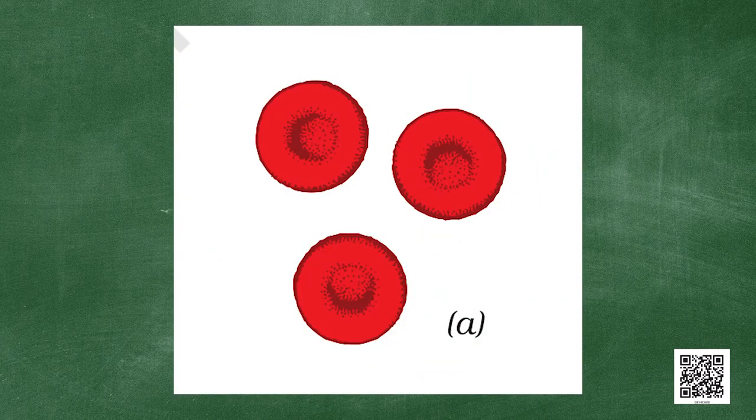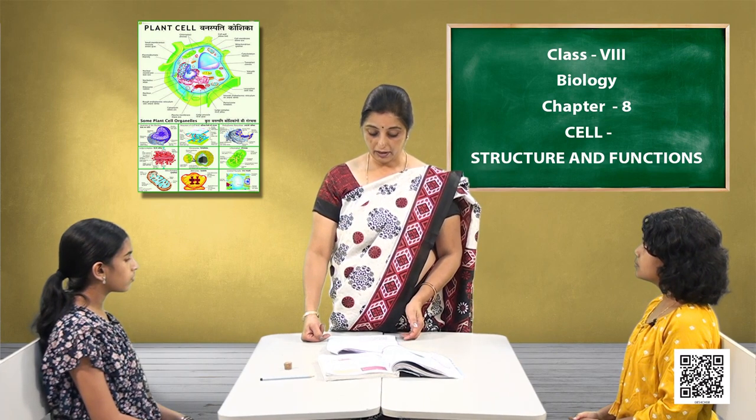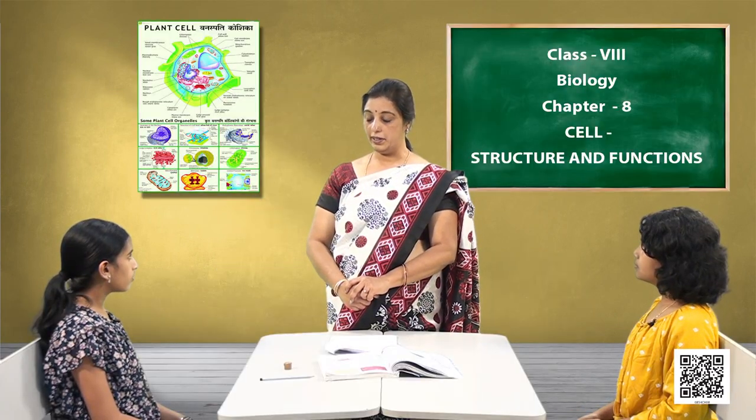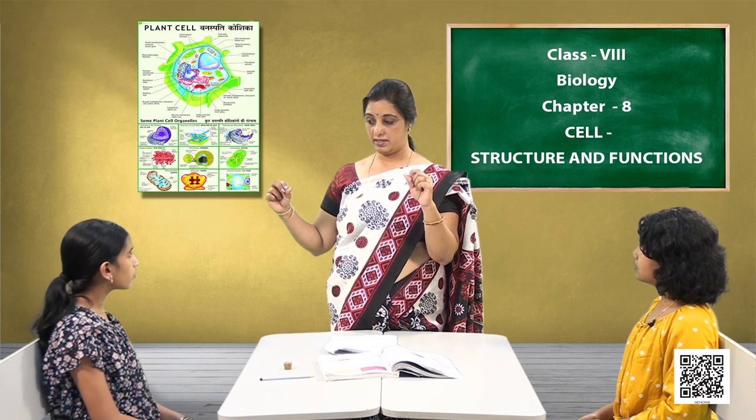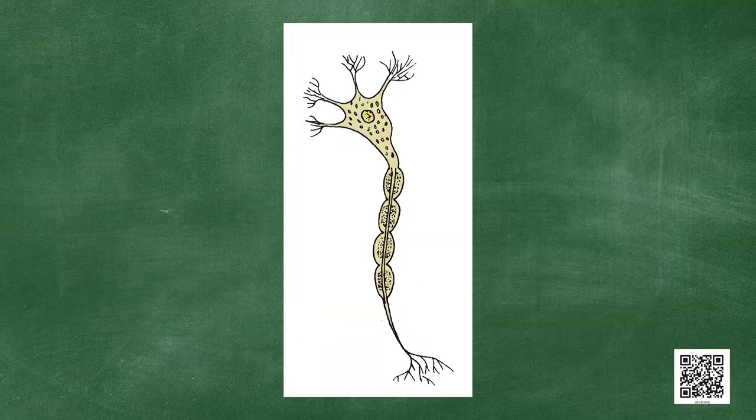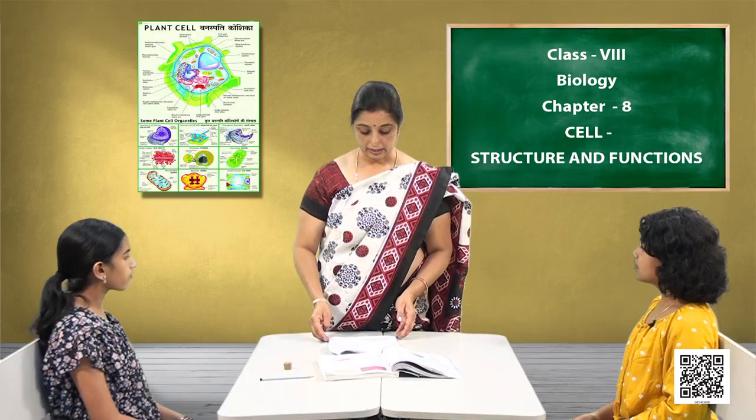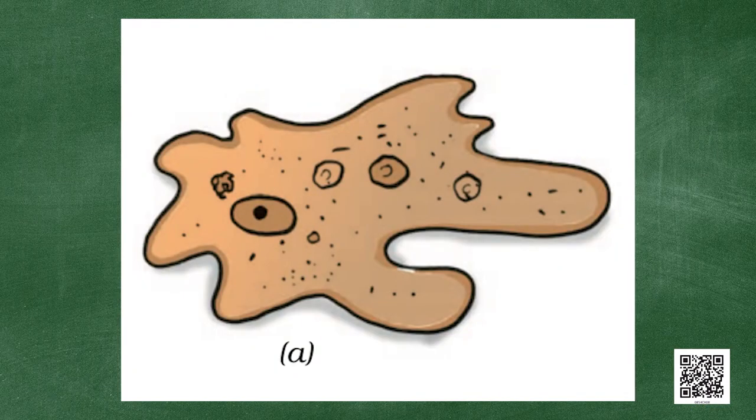Now children, look at these pictures. They are different types of cells found in the human body. Now tell me, what is the shape of this red blood cell? Ma'am, it is an oval shape. It looks oval shaped, but it changes its shape from spherical to oval to flat. How about this muscle cell? Ma'am, it is long. Yes, it looks long, but it is called a spindle shape. At both ends, you can see it is tapering. This shape is called a spindle shaped cell. What is the shape of this nerve cell? Ma'am, it is long. Yes, it is long, but this has branches. So, it is a long branched structure.